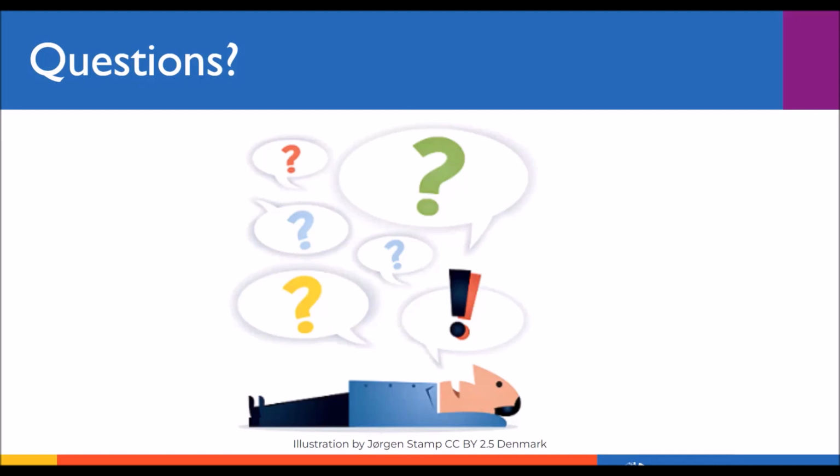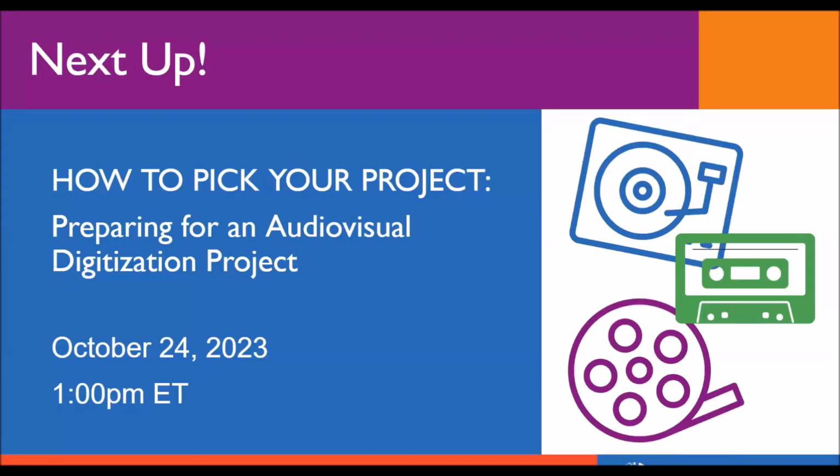Okay. Well, if you have no questions, I will just take a minute to tell you about the next webinar in this series. The next class is how to pick your project, preparing for an audiovisual digitization project. I'll be joined by Sarah Mainville, who is the Media Preservation Librarian at Michigan State University Libraries. And she's going to discuss how to correctly identify and describe audiovisual material in your collection, how to safely store your audiovisual collection materials, and explore different avenues for funding audiovisual digitization projects. So that's going to be on October 24th at 1 p.m.